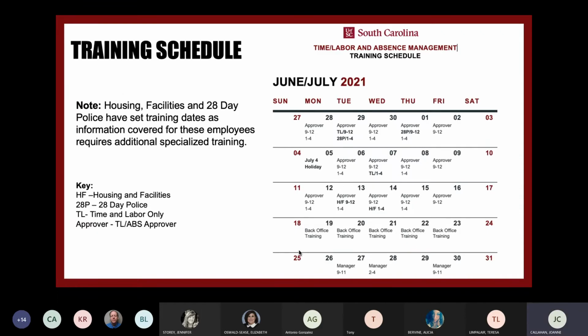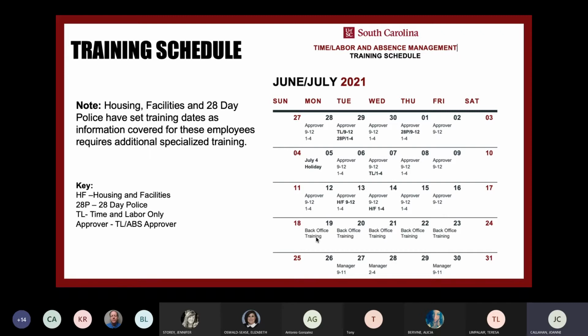So we do have a training schedule created and it's ready to go. We just want to make note that housing and facilities and 28-day police have set training dates, as you can see here, identified by TL and housing and facilities, 28P and HF. The reason for that is because we have additional specialized training for those folks. They have additional things that they will have to do. And so we've offered them a couple of different dates.